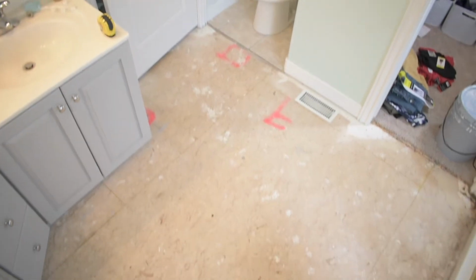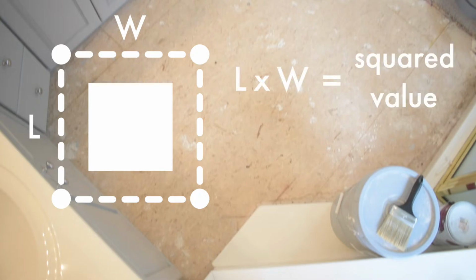This is the area that I need to measure out in order to find the square footage. Now, before we go any further, I'm going to do a quick math lesson, so bear with me. Finding the value of a square foot is actually really simple. The basic math is length times width. Now, it doesn't matter if the length is on the top or the side and the width is on the top or the side, just as long as the length and the width are perpendicular to each other, as seen on the screen.